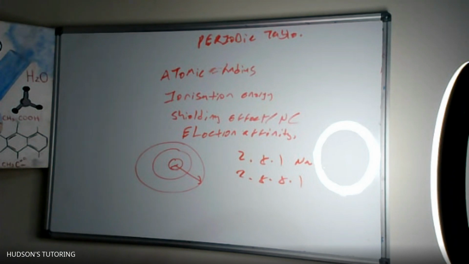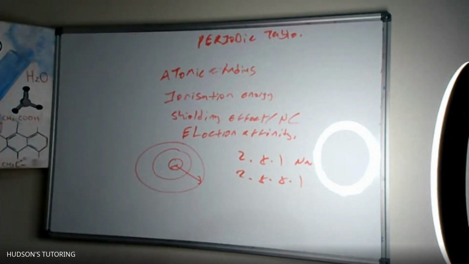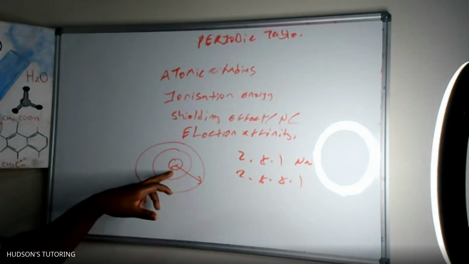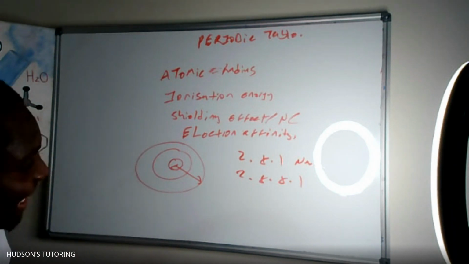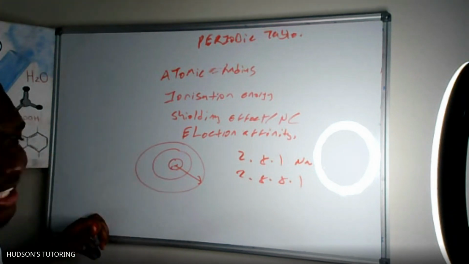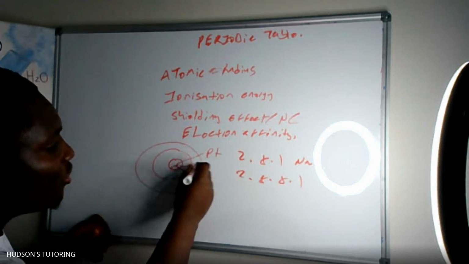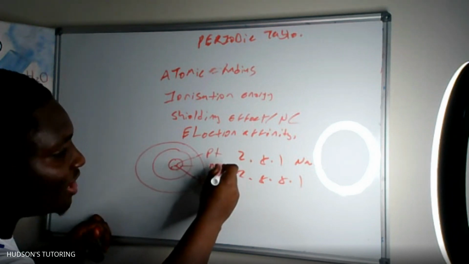But what does this mean with regards to ionization energy, shielding, and the nuclear charge? Let's talk about that, because that is what we're trying to discuss here. As you go down the group, the atomic radius increases. Remember now that the nucleus consists of the protons and neutrons. The protons are positively charged and the neutron is neutral. It has a zero charge.